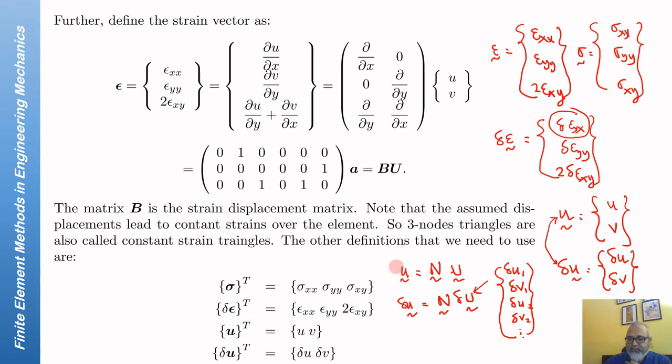Okay, so this is one observation, and the second observation is obviously related to delta epsilon, which will also be interpolated using the same B matrix as you do for the strain itself. So delta epsilon will also be B times delta U, just as epsilon is B times U. Okay, so with that, these are our definitions.